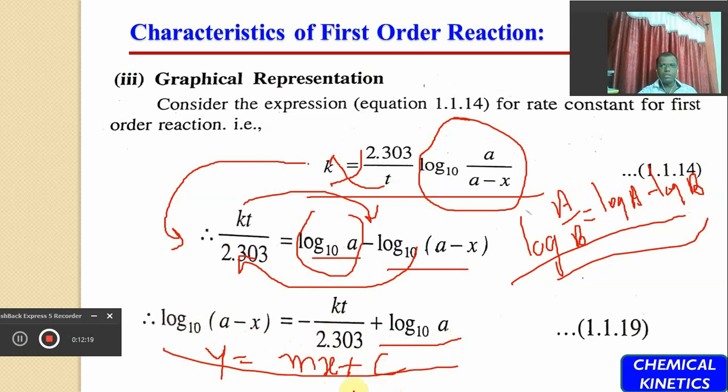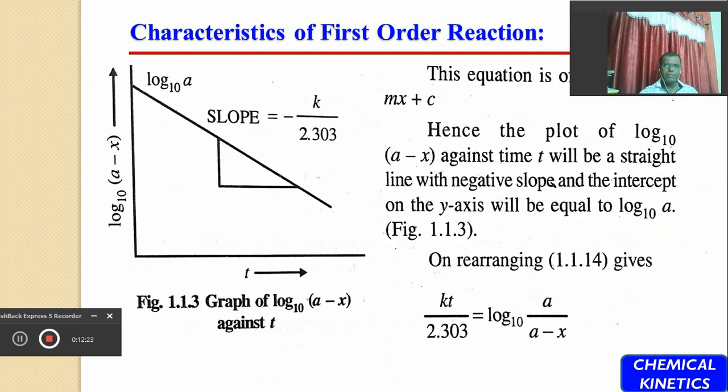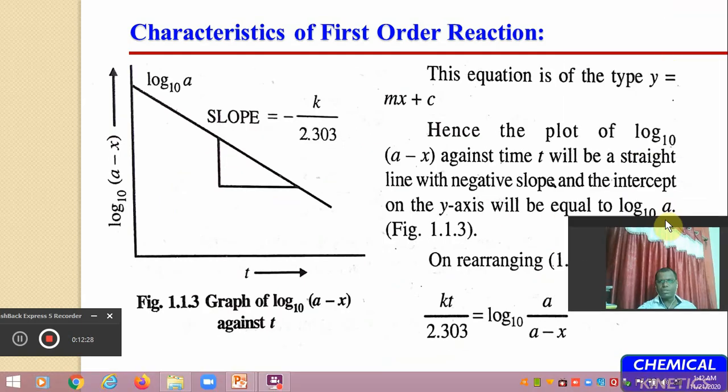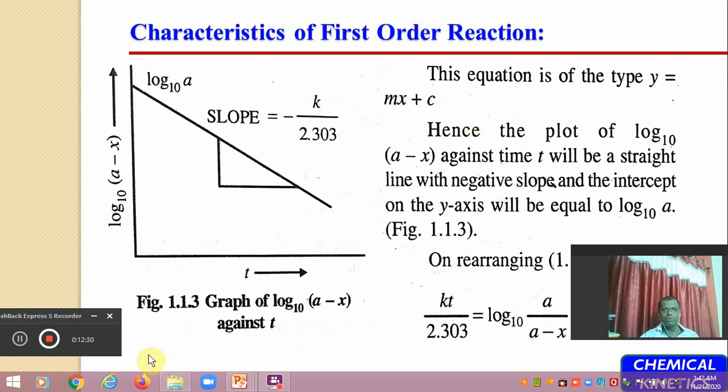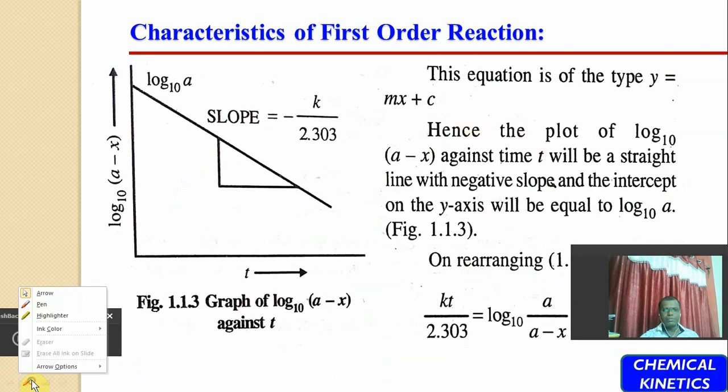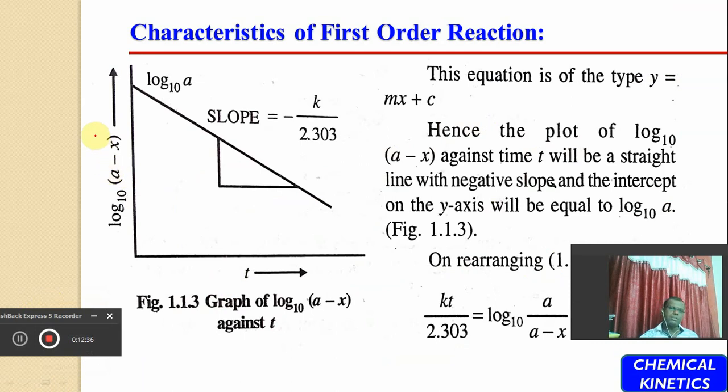How it can be decided and calculated, we will discuss in the next slide. So this equation is the equation of a straight line, y is equal to mx plus c, and whenever we plot the graph of log of a minus x versus time, it gives a straight line.